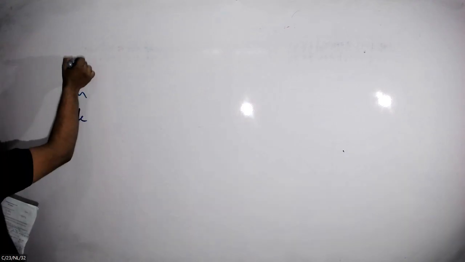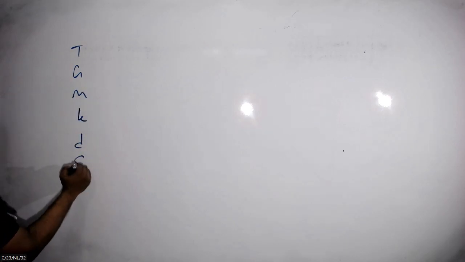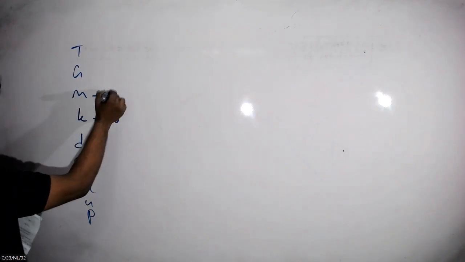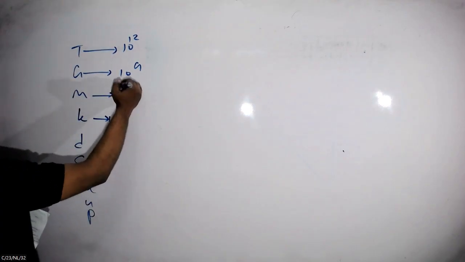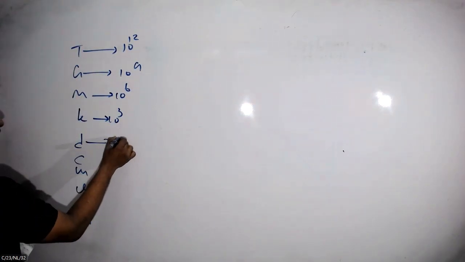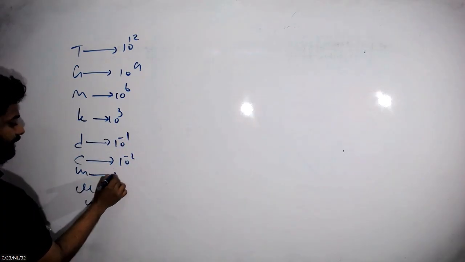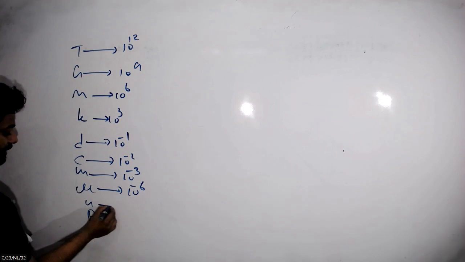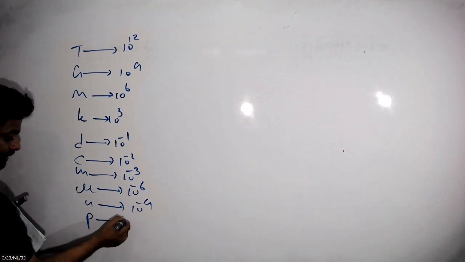Kilo, mega, giga, tera, deci, centi, milli, multiples and submultiples, no? Micro, nano, pico. Kilo 10 to the power 3, mega 10 to the power 6, giga 10 to the power 9, tera 10 to the power 12. Deci 10 to the power minus 1, centi 10 to the power minus 2, milli 10 to the power minus 3, micro 10 to the power minus 6, nano 10 to the power minus 9, pico. Pico is simple p, right? 10 to the power minus 12.